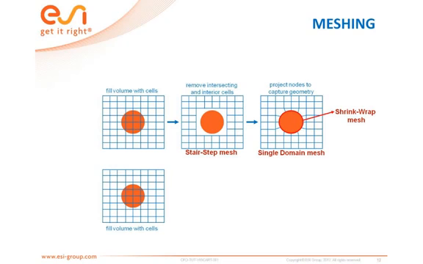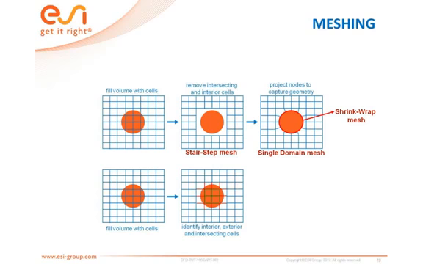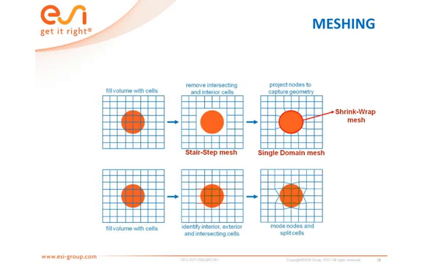Now, if a mesh is to be generated both inside and outside the sphere, a slightly different approach is used. After the bounding box is filled with cells, the interior, exterior and intersecting cells are identified. Then some of the cells near the geometry are split and certain nodes move to capture the curvatures of the geometry. This represents a multi-domain mesh.